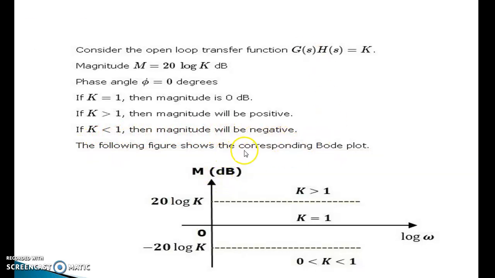The following figure shows the corresponding Bode plot, M in dB versus log omega. This is for K greater than 1, then the 20 log K line is this one. For K equal to 1, the line is the 0 line. So this one is the minus 20 log K line, where K is greater than 0 but less than 1.